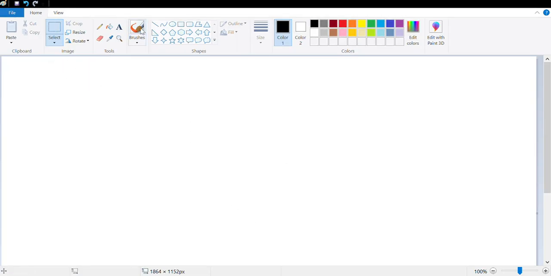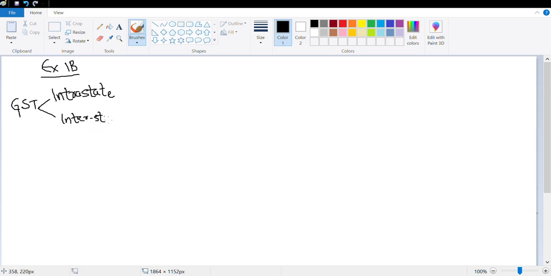Hi guys, let's start the new exercise 1B in our chapter GST. Before we start, let's quickly revise what we learned in exercise 1A, where we talked about goods and services tax, and there were two parts to it. One was intra-state, which means if the product is being sold within a state, let's say from Mumbai to Nasik, which is within Maharashtra, and the other one was interstate, which means when it is crossing a border, let's say from Maharashtra to Tamil Nadu.